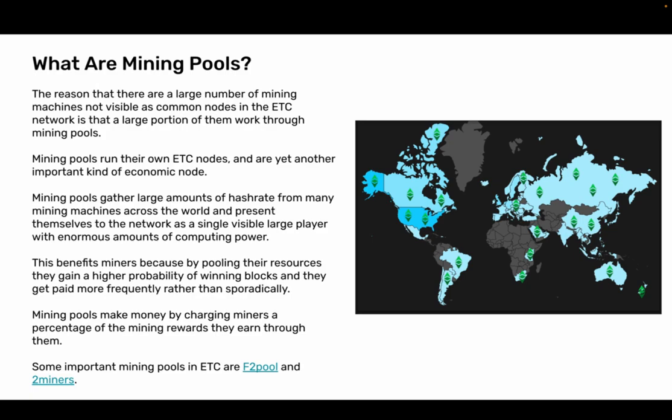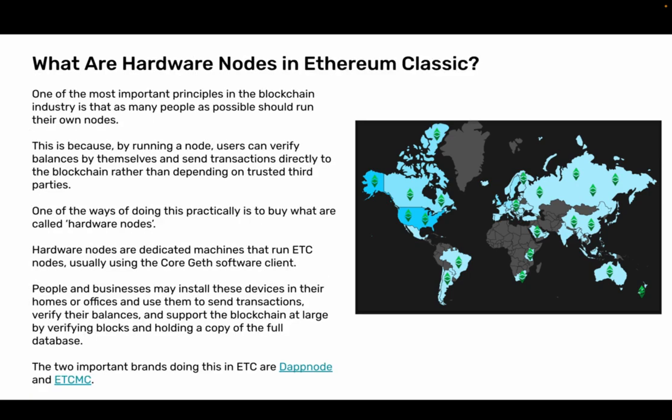This benefits miners because by pooling their resources, they gain a higher probability of winning blocks and they get paid more frequently rather than sporadically. Mining pools make money by charging miners a percentage of the mining reward they earn through them. Some important mining pools in ETC are F2 Pool and 2Miners.